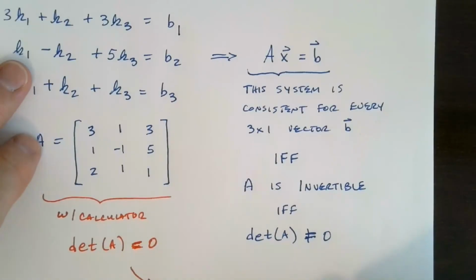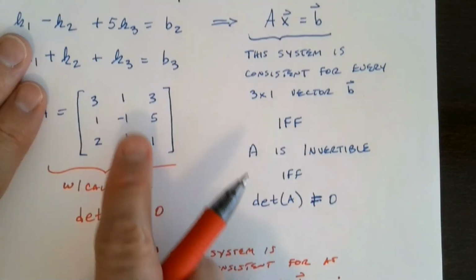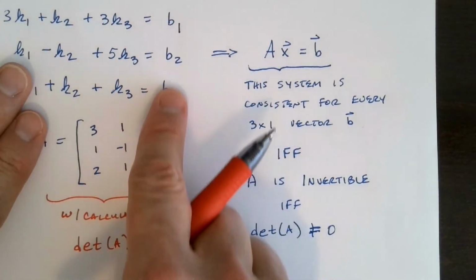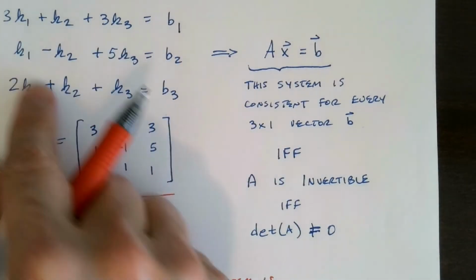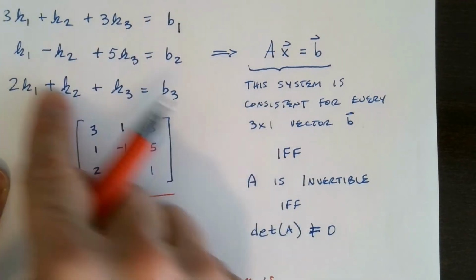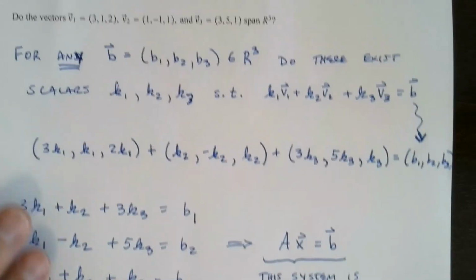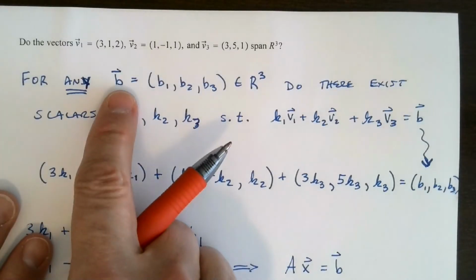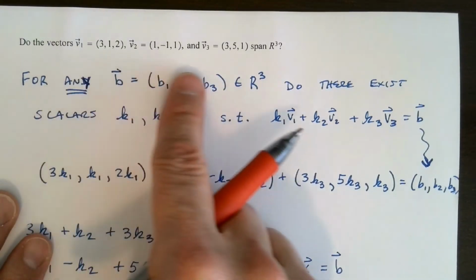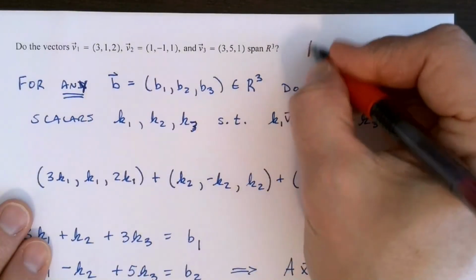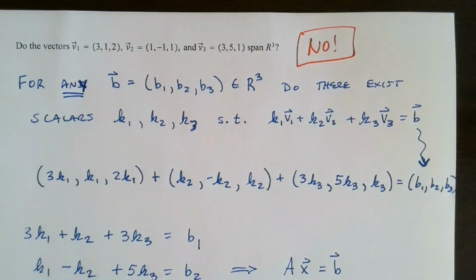And so we can now go and answer the question, right? Since the determinant is 0, there's one combination of B1, B2, and B3 here where this system would not be consistent. We would not have any solution. We would not have values of K1, K2, and K3. So I could not write, going back to the original question, that particular B as a linear combination of the vectors. So do the vectors span 3-space? No. So make sure we answer the question again based on the analysis below.